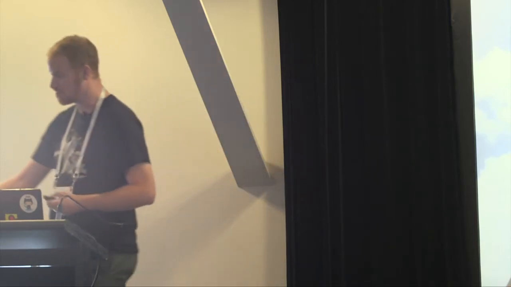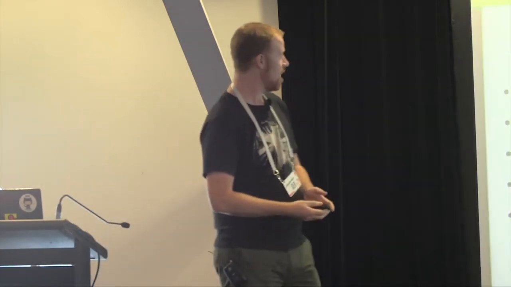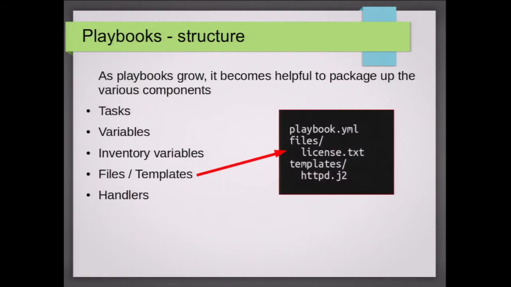Right, so structure. So far, what I've shown you has been a big blob of YAML, and a big blob of YAML will work, and it does get you quite far. But then that big blob of YAML had tasks, variables. We could have inventory variables sitting off in a separate inventory file. There's files and templates as well. I didn't really cover those, but they'll obviously generally be in their own directory nearby. And handlers. And you'll have something a bit like that. So you've got your big playbook and a few files, a few templates knocking around.